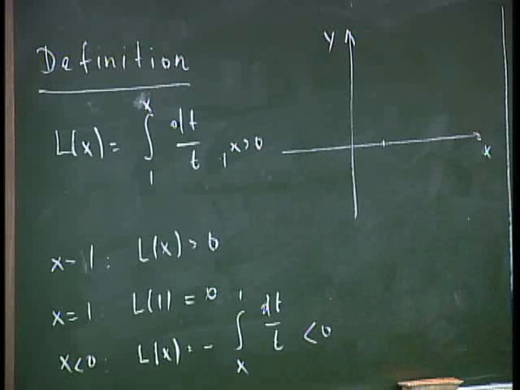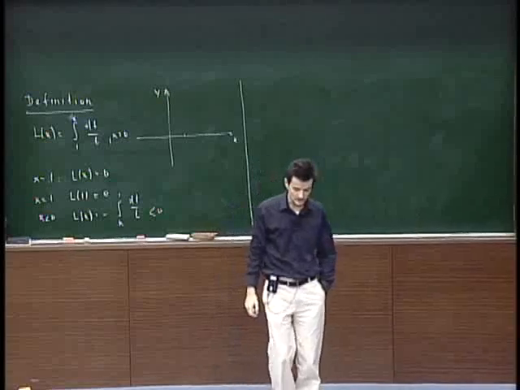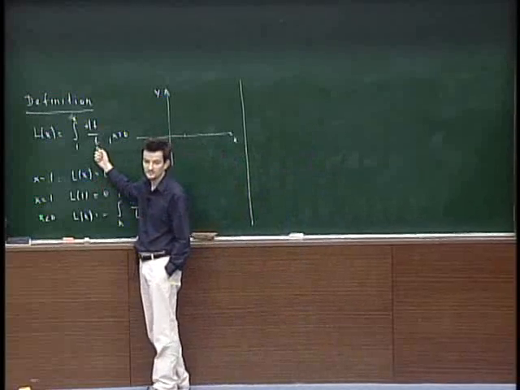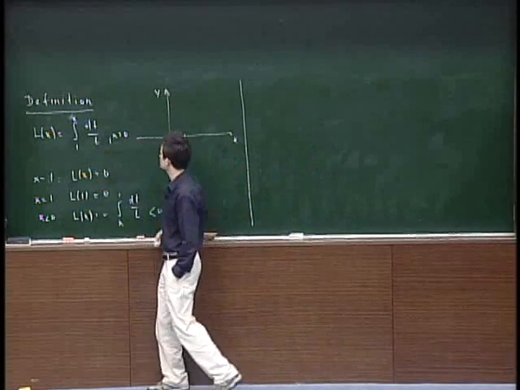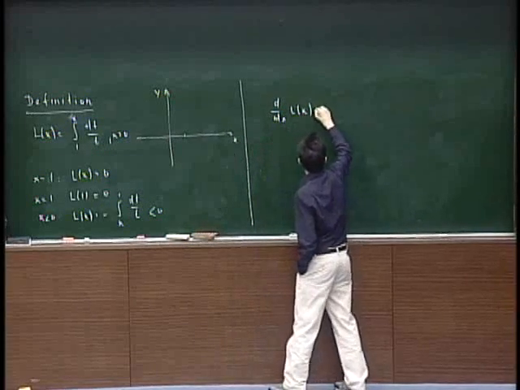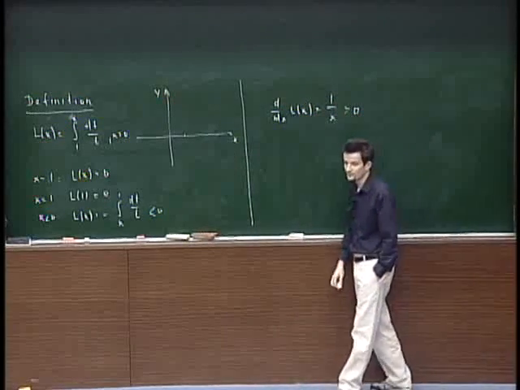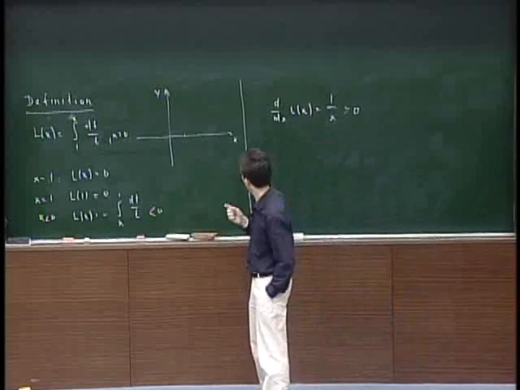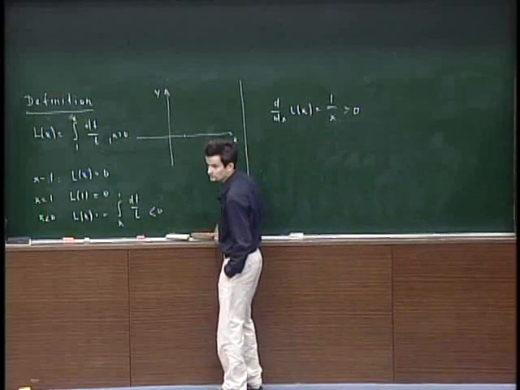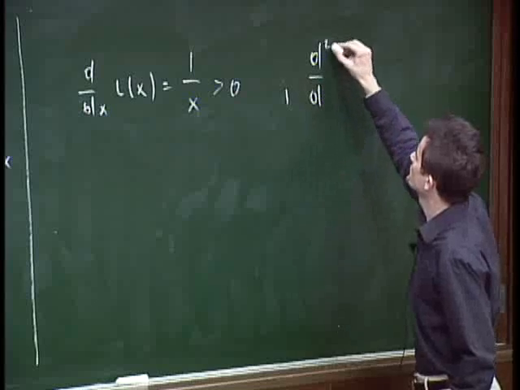Now, we also know that this function is very smooth. The function is continuous. The function is even differentiable. This we know from the fundamental theorem of calculus. And we know that the derivative of this function is equal to 1 over x, which is always larger than 0. So we see the function must be increasing. So we know now the function is positive here, negative here, and it's always increasing. Also from this, we can compute the second derivative.